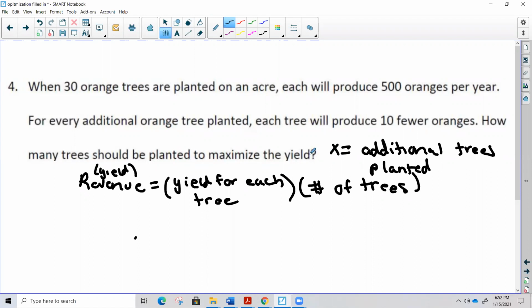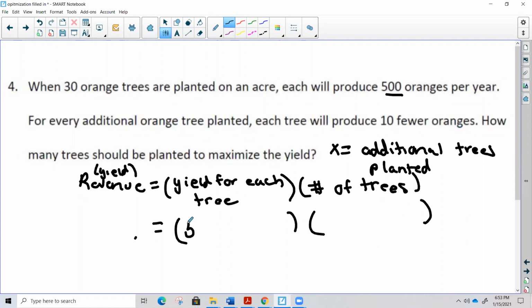So if we do it the other way, instead of letting X be the number of trees, we let X be the additional trees planted, and our revenue is still the yield for each tree times the number of trees. But how we would do it is we would just write an expression for each based on the problem. So for the yield for each tree, it says we start with producing 500 oranges, and then for every additional orange tree planted, each tree will produce 10 fewer oranges.